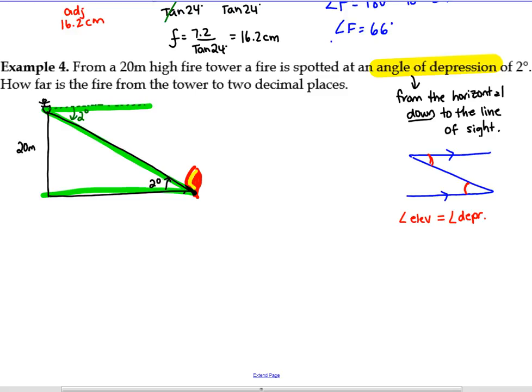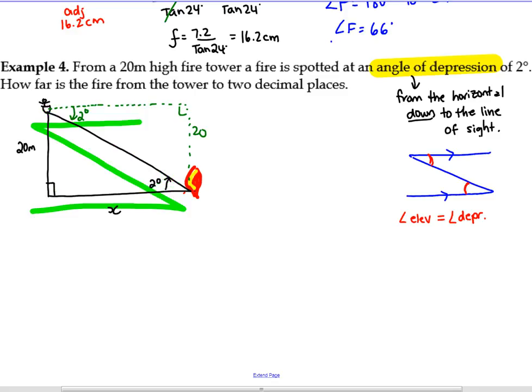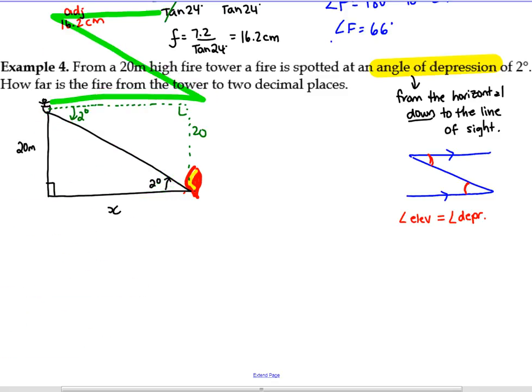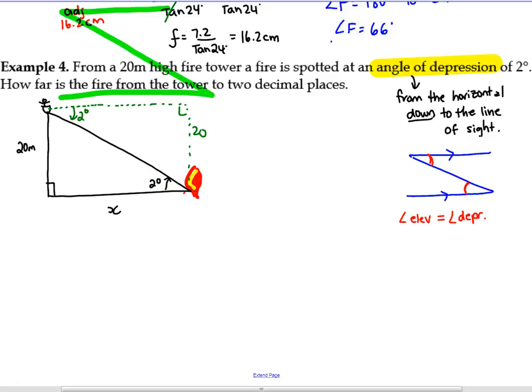So we can solve either triangle. If you want, you could make this a triangle as well, right? And make this 20 and solve this upper triangle. Or we can solve the lower triangle. Well, I'm going to solve the lower. And what are we looking for? How far is the fire from the tower? X.